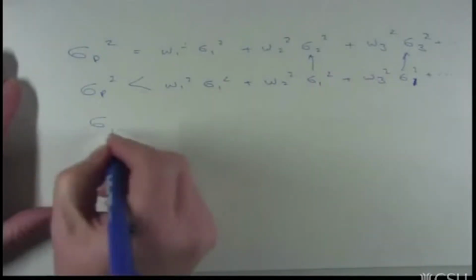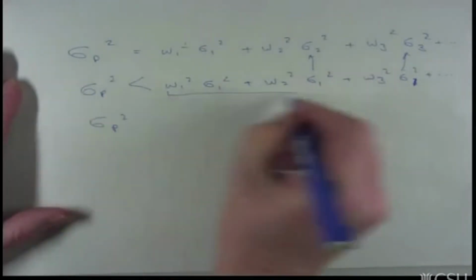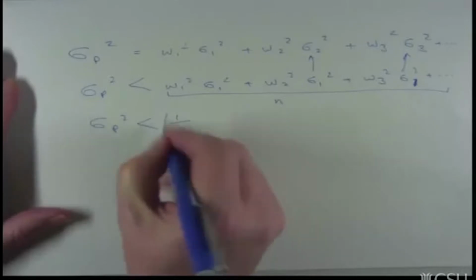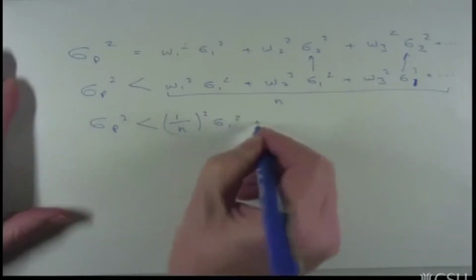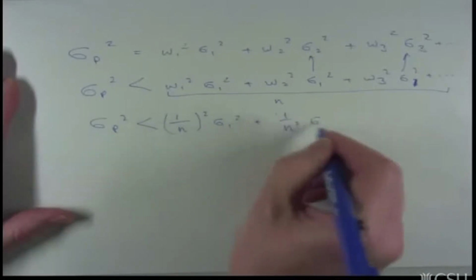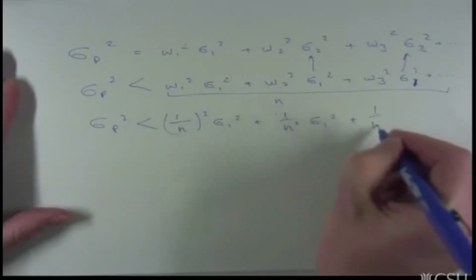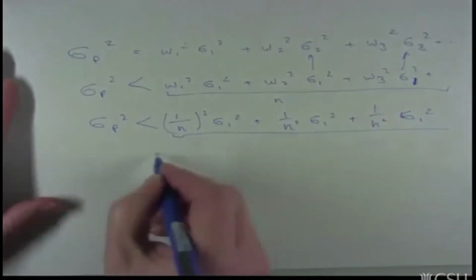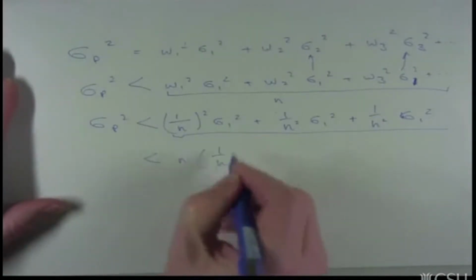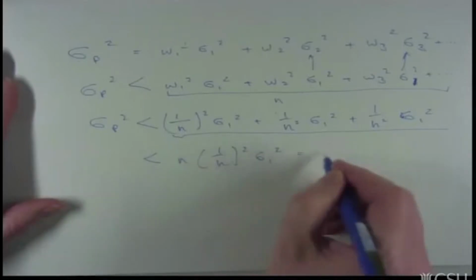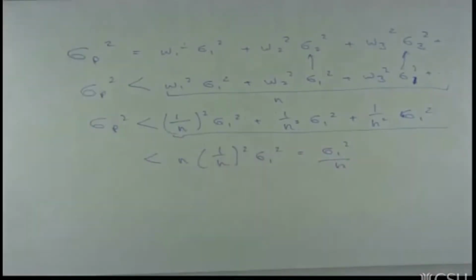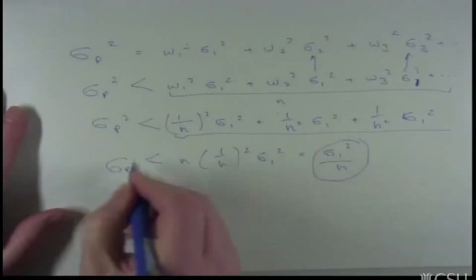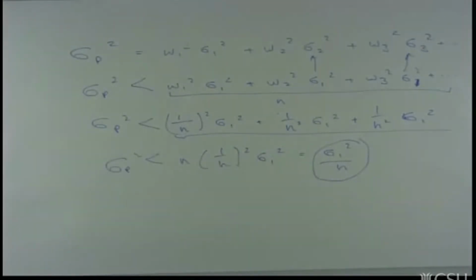So what we get is the variance of our portfolio, and we're going to have n of these, and each one of these things is 1 over n squared sigma 1 squared, plus 1 over n squared sigma 1 squared, plus 1 over n squared sigma 1 squared. So we're going to have n of those terms. So we get n times 1 over n squared times sigma 1 squared, which is just sigma 1 squared over n. So whatever the variance is, it has to be less than this, because we took the biggest variance in our portfolio. The asset had the biggest variance.